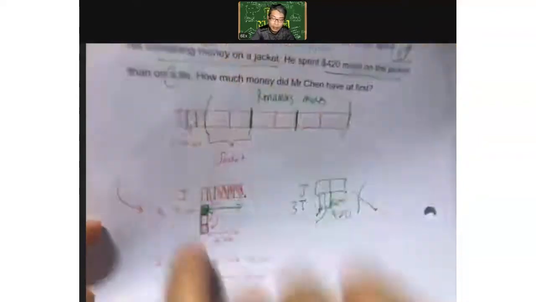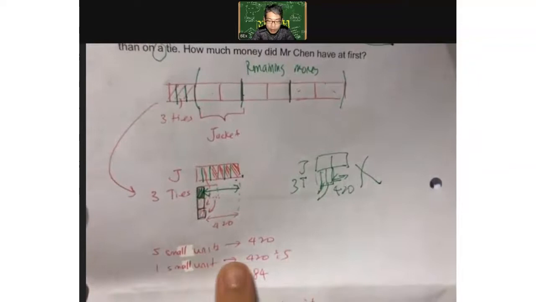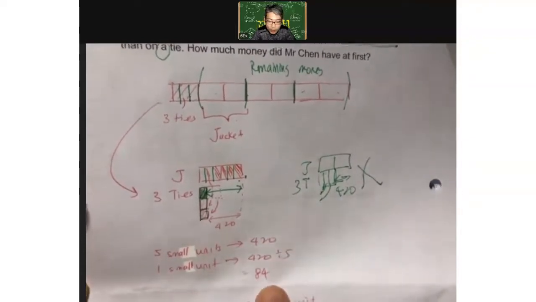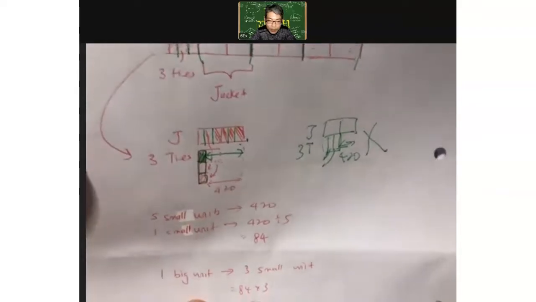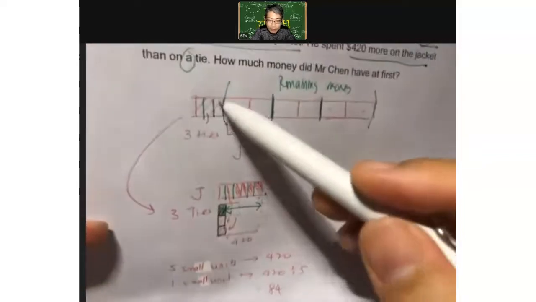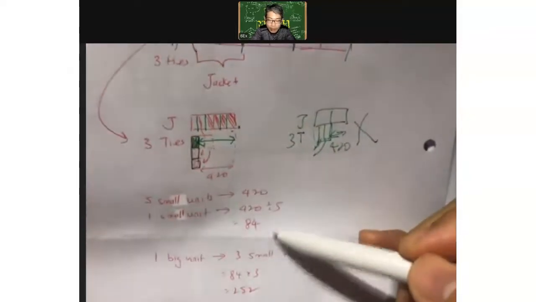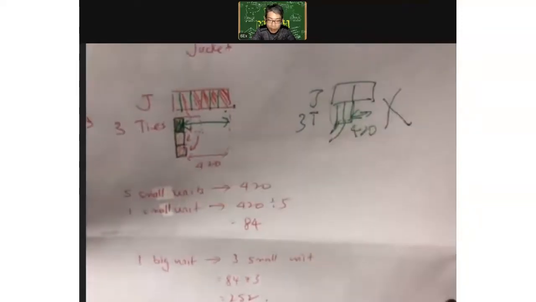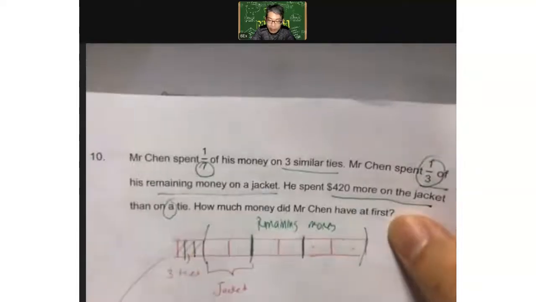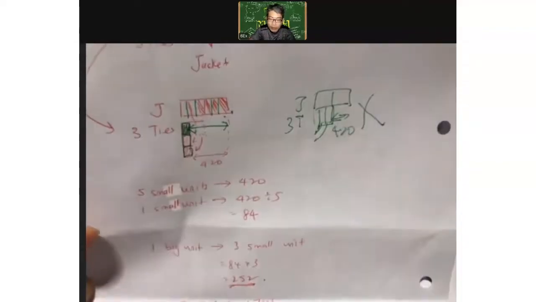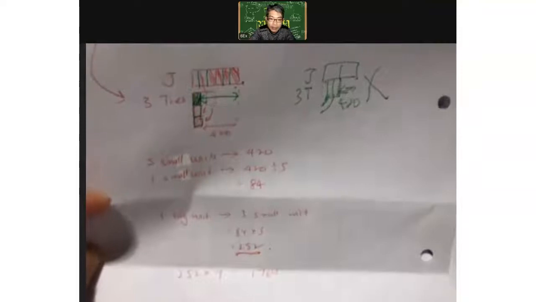So I can write this equation out. 5 small units is equivalent to 420. 1 small unit is 84. So 1 big unit would be 3 small units, right? 1 big unit is 3 small units. So I times 3, I get 252. That is the value of 1 big unit. So how much money did he have at first? If 1 unit is 252, then to find out what is 7 units, very simply, just multiply by 7.